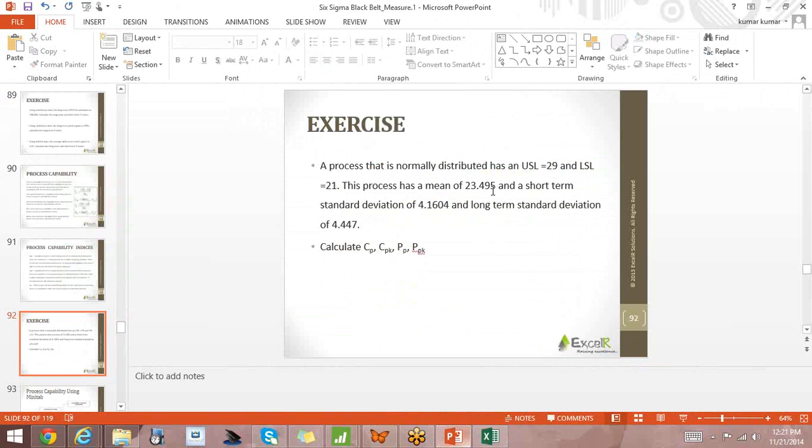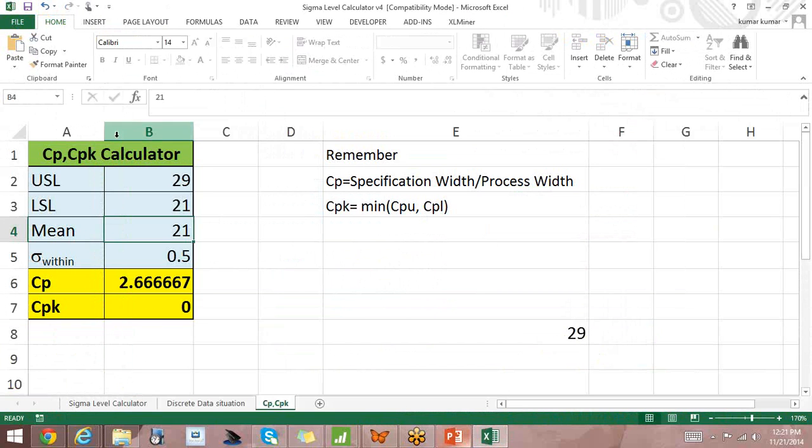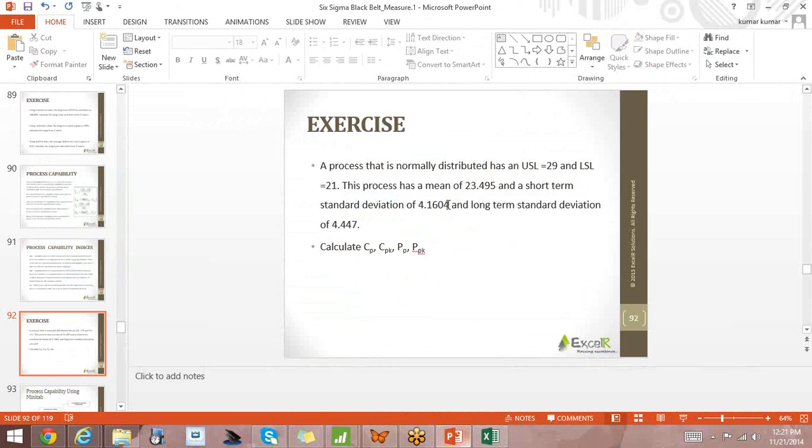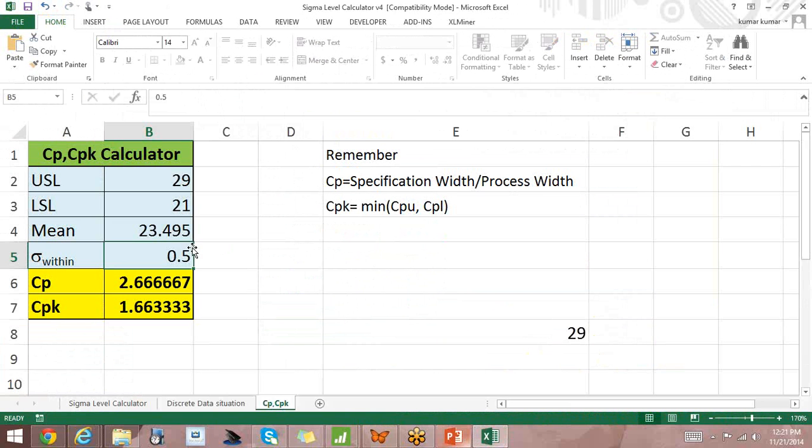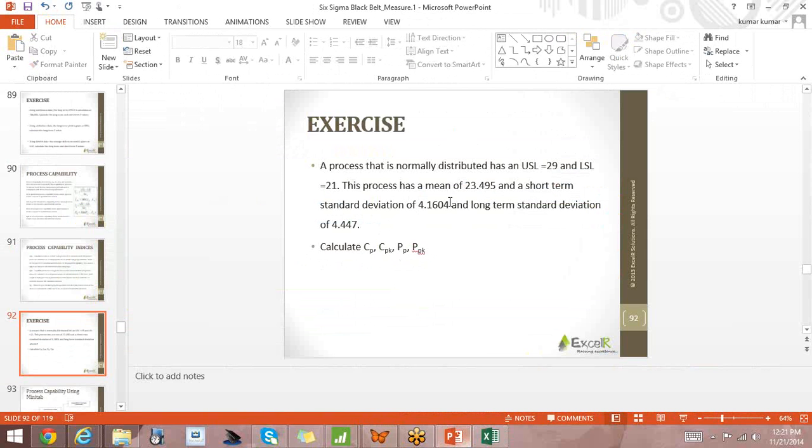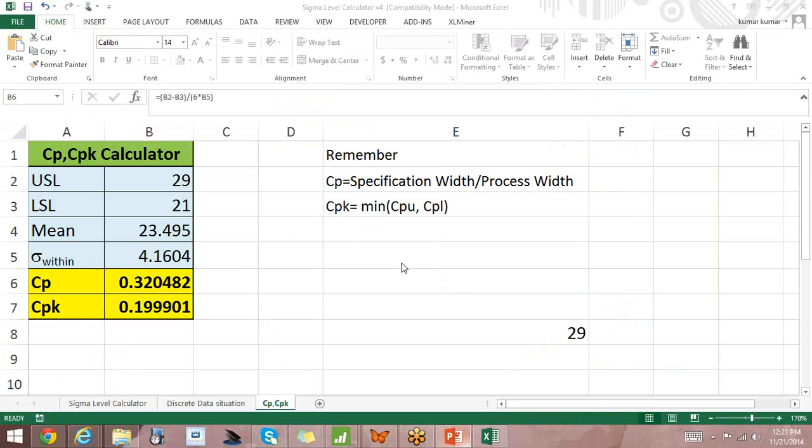Mean is 23.495. And then the short-term standard deviation is 4.1604. If I calculate CP, CPK, what am I getting? 0.32 and 0.19. This is my CP, CPK.